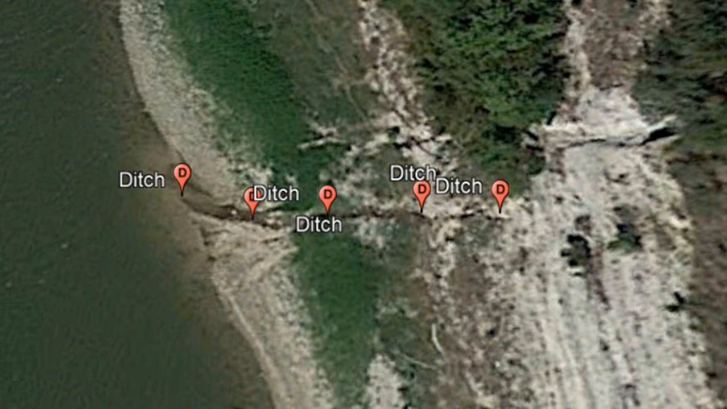Now, you'll also hear us refer to things called drainages. Drainages and ditches can also be kind of commingled together, just like structure and cover get commingled, and the other things we were talking about just a minute ago.